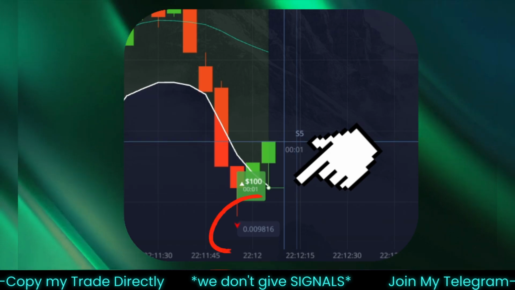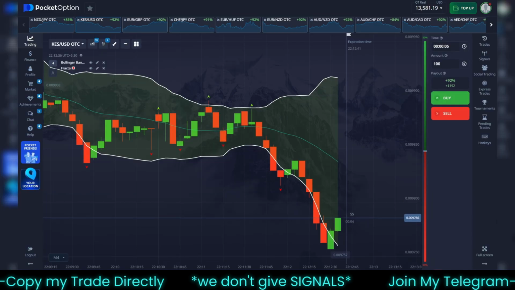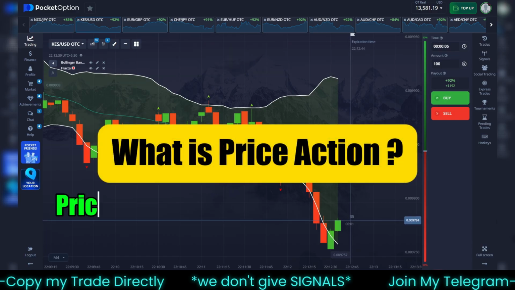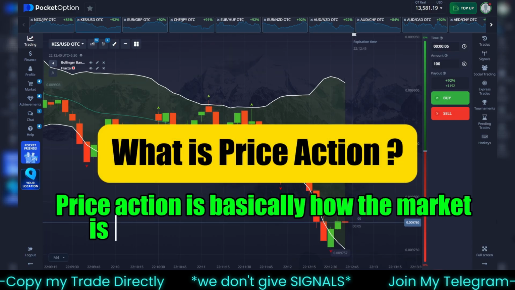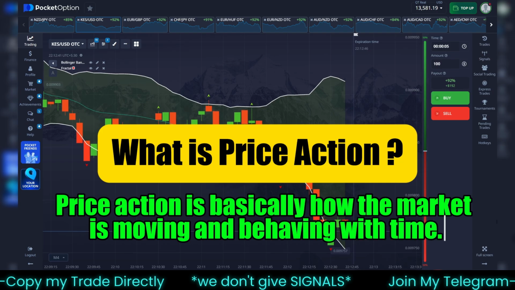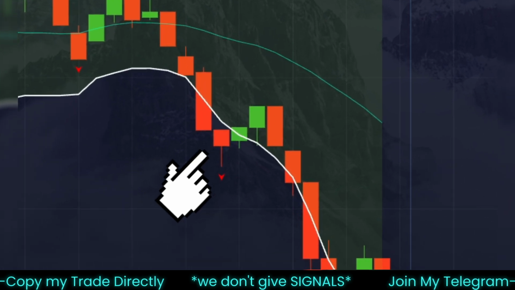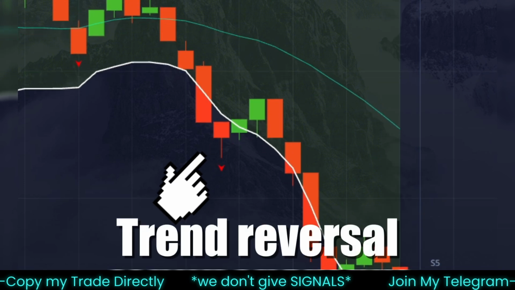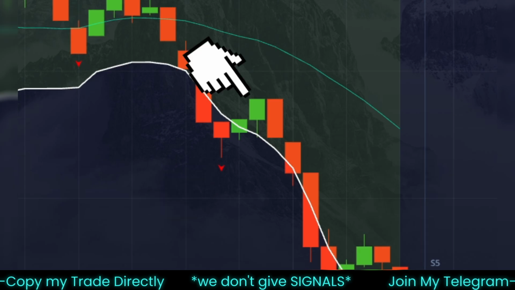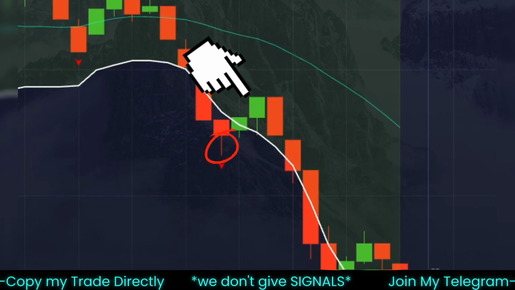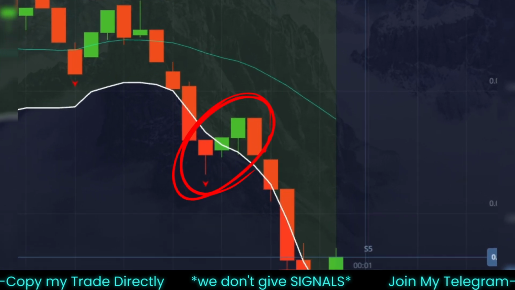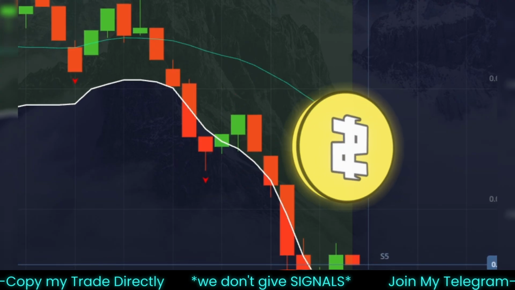And the third, which is a very important thing, is to make sure to check the price action. What is price action? Price action is basically how the market is moving and behaving with time. You can see this is a hammer candle, and hammer candle means trend reversal. Similarly, you have to wait for a green candle or a long down wick to take an upward direction trade after indicator confirmations. Like we did here, and the setup followed through as expected.